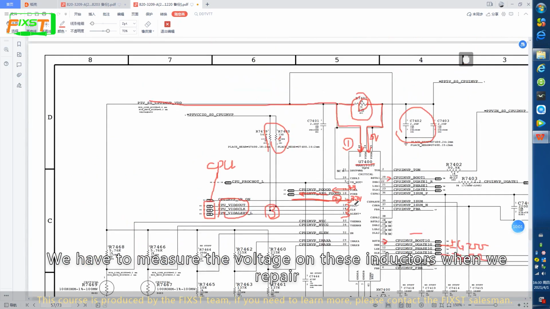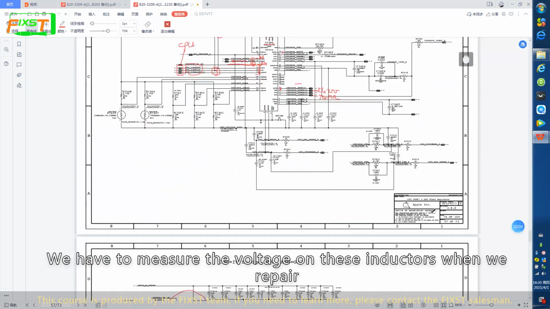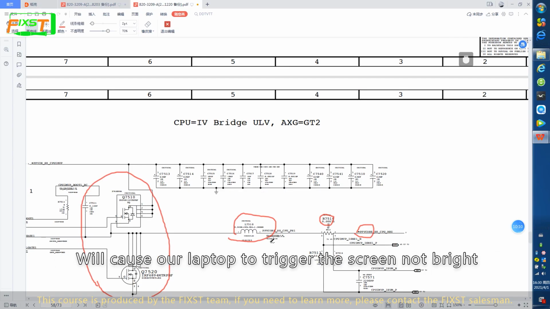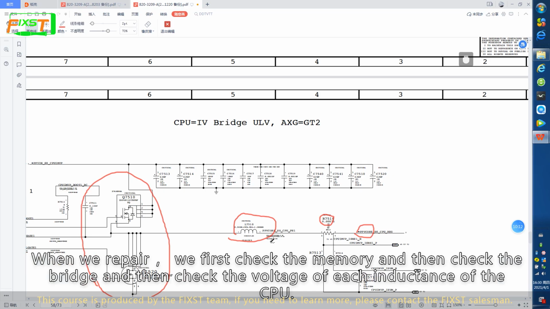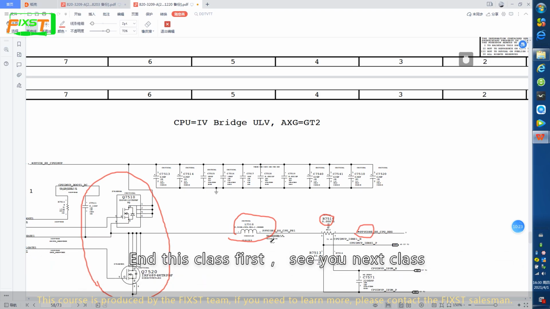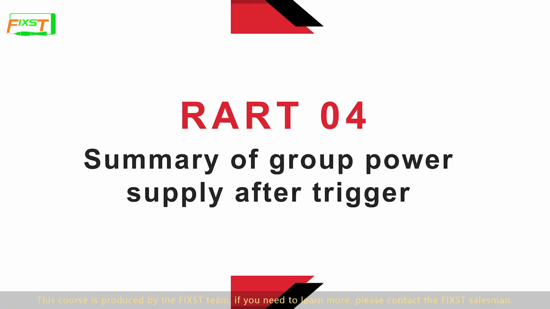We have to measure the voltage on this inductor when we are repairing. As long as any group of large inductor voltage is abnormal, our laptop can be triggered, but the screen is not bright. When we repair, we first check the memory, then check the bridge, and check the voltage of each inductance of the CPU. Here we want to talk about the voltage of the major inductors. This class is over here. See you in the next class.